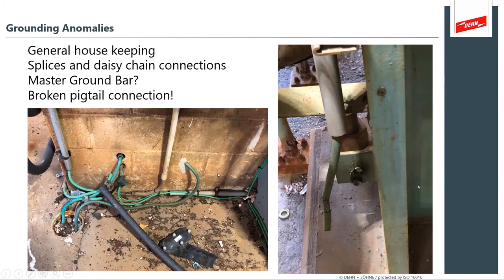We're looking for things like general housekeeping. Now here we've got something that looks like just a general mess. You've got splices in the conductors that are difficult to trace. You've got daisy chain operations where you're bouncing through the facility with daisy chain connections instead of having dedicated pigtails coming back to an earth connection. Where's the master ground bar? That would be a better system, where everything comes back to one master point. Over here to the right, you see a broken pigtail. These are the things that you can inspect on a regular basis and look for before you have surge and lightning problems.